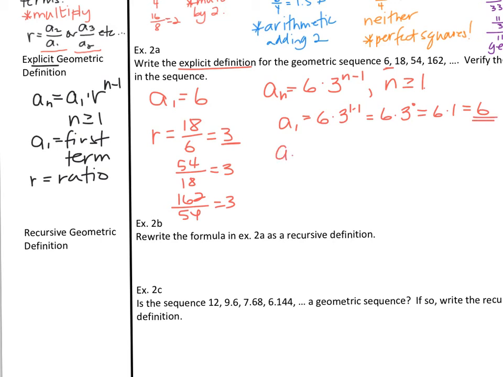To get our second term, we plug in 2 for n, and just keep going. Simplify from there. 2 minus 1 is 1. 6 times 3 to the first power is 18. And you can keep going to verify the rest of the terms by plugging in your value for n and simplifying.